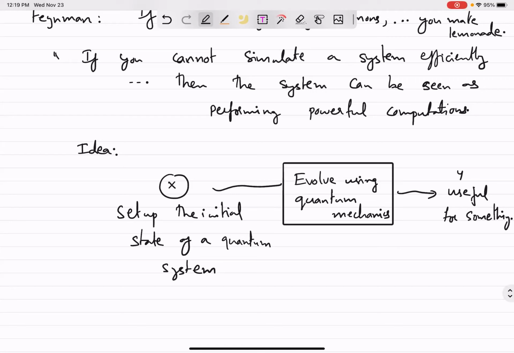Okay. So I have some computational problem that I want to solve. Mainly, I can set up the initial configuration of some quantum system in such a way that if I then let it do its own quantum magic, just let it do its own quantum mechanics thing, what I get out is something useful for me, right? This is the rough idea of what quantum computing is.